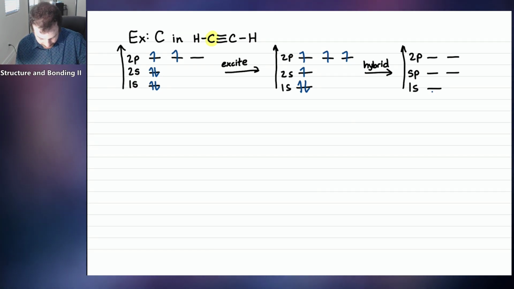We can draw in our arrows here. So the 1s orbital is like, what the heck's going on above me? I wasn't involved with this hybridization. The sp hybrid orbitals, those are partially filled, and the 2p orbitals, those are also partially filled. So this is what the atomic orbitals of carbon in acetylene would look like. And so now let's see what this bonding looks like when it's all connected.